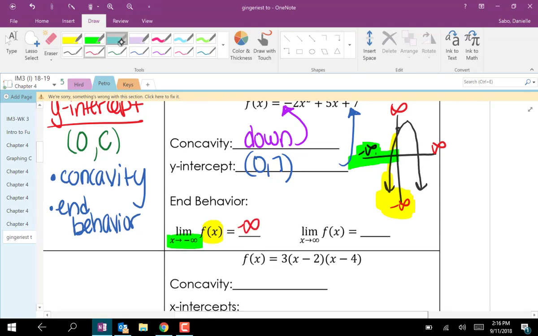And then this means as x is getting bigger, bigger, bigger, bigger, where is the function going? Down again to negative infinity. Okay, so that's what the end behavior means.